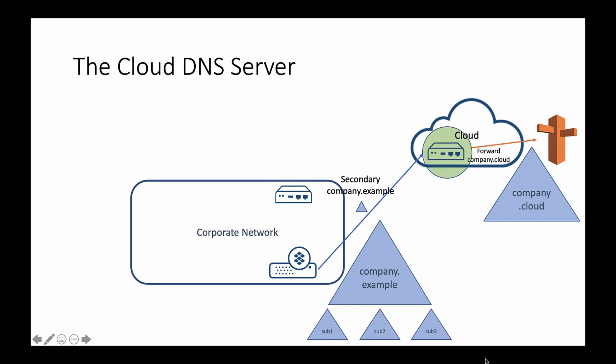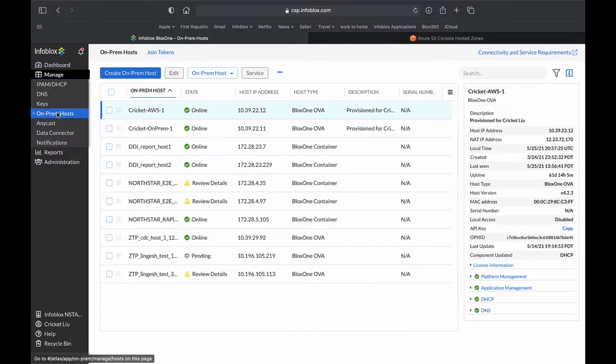Here's a diagram showing the cloud DNS server in the green circle. Its configuration will be very much like the on-prem DNS server's. We'll configure it as a secondary for company.example, giving it the ability to resolve domain names in and under company.example, and we'll configure it to forward company.cloud queries to Route 53. No offense to Microsoft or Azure DNS, I just found a Route 53 icon first. It's the one that looks kind of like a signpost, orange signpost on the far right of the slide.